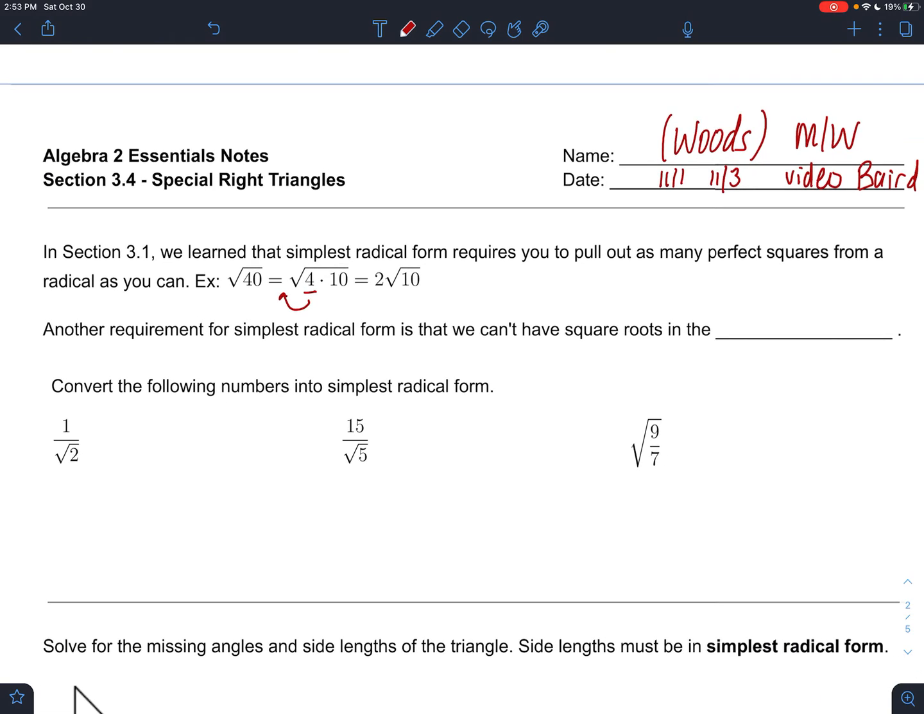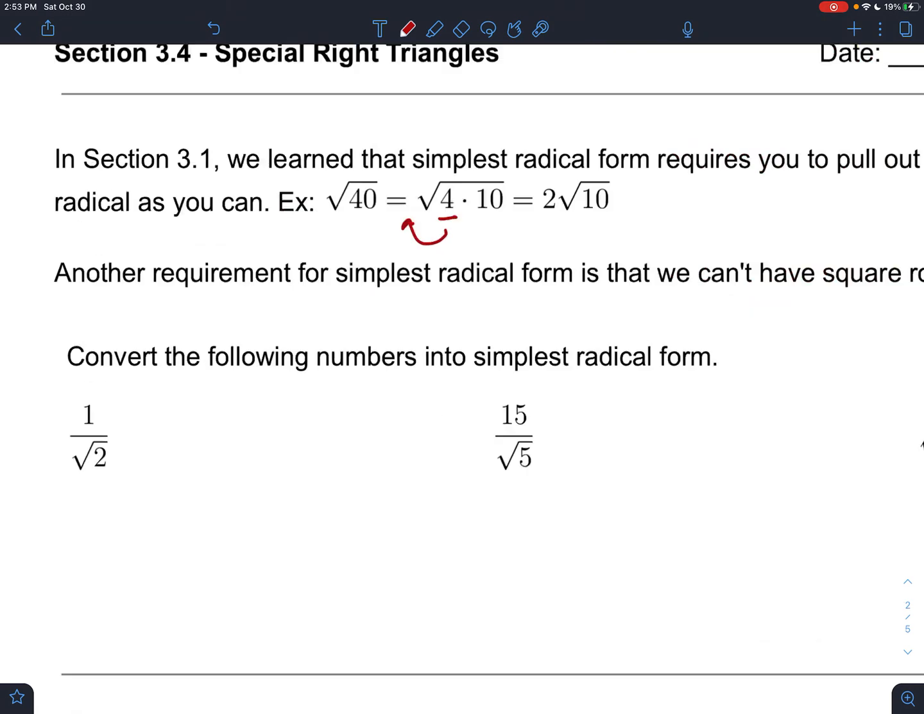But another thing we want to add is that square roots in the bottom, or the denominator, just don't really make sense. I mean, what would it mean to divide by the square root of 2? Like, how could we visualize that? The square root of 2 is irrational. It goes on forever and ever. So we're going to use a strategy to get rid of these square roots in the bottom.